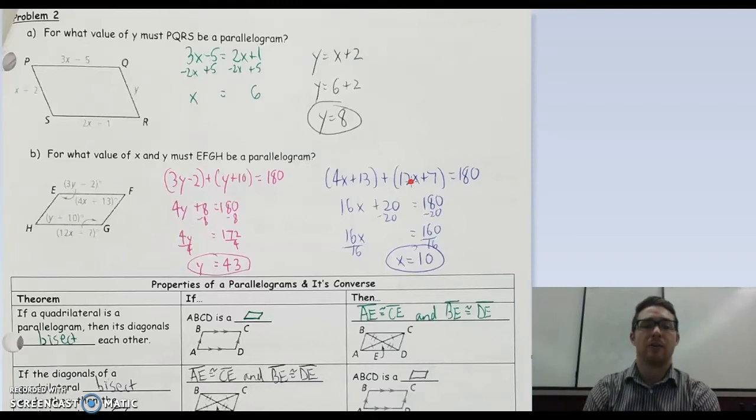And for x, we're using the same rules. So if I have F and G that are consecutive, that means those will be supplementary. So same thing, I combine like terms, subtract, and then divide to find my answer for x.